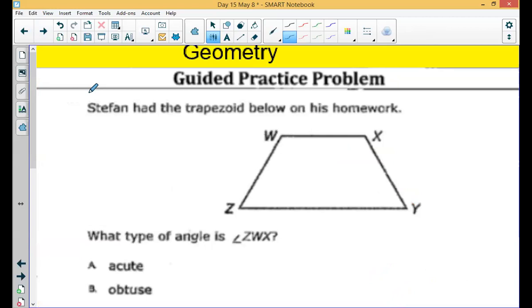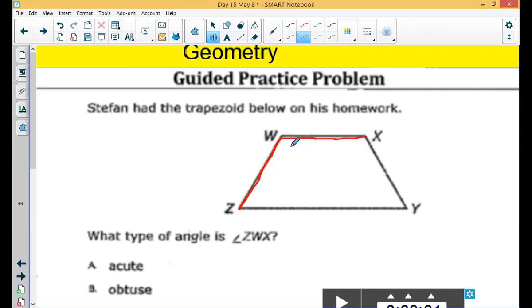The first one is an I do, and it reads, Stefan had the trapezoid below on his homework. What type of angle is angle ZWX? And remember, W is in the middle, so that is at the vertex of our angle. So we're looking for angle ZWX. So this angle right here, ZWX.